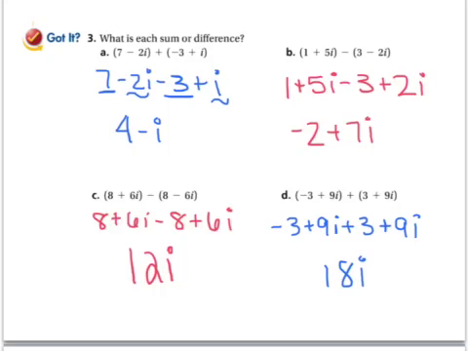Alright, so you should get 12i for C and 18i for D. Both of your constant terms, the real numbers in both of those, canceled out, leaving you with a pure imaginary number, 12i and 18i. So that's all there is to adding and subtracting. You do it just like if you were adding and subtracting like terms. What we're going to do now is we're going to multiply.